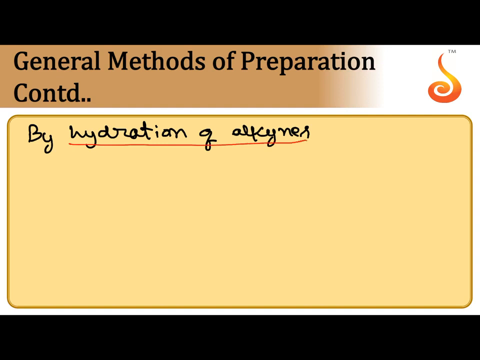Next method, by the hydration of alkynes. From alkynes, by adding H2O indirectly, we can get aldehydes and ketones. Let us take acetylene. When acetylene is passed into a mixture of H2SO4 and HgSO4, 1% mercuric sulfate and 46% sulfuric acid, so acidified mercuric ions, water is indirectly added according to Markovnikov's rule. Of course, for acetylene it is not applicable. OH is attached to one carbon after breaking the pi bond.